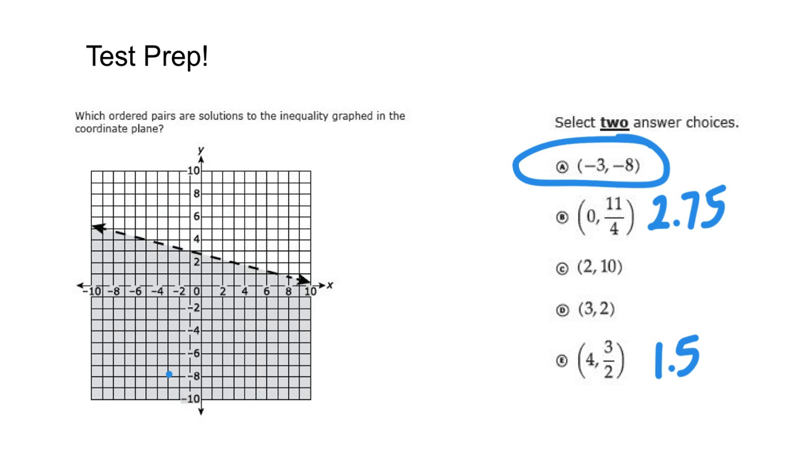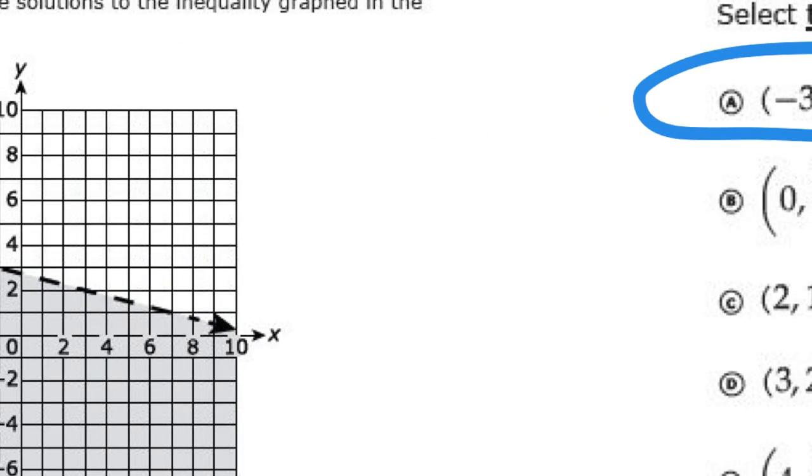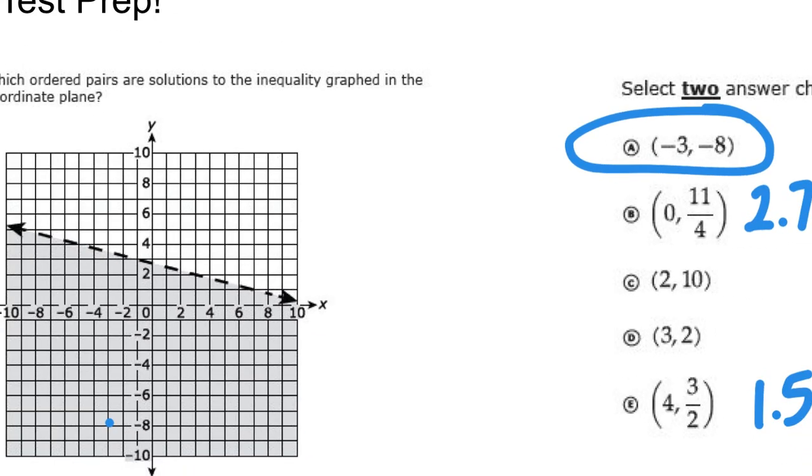So if I look at 0, 2.75, I'm going to look right here at my graph, maybe. Okay, that's about the best it's going to let me do. And that point, 0, 2.75, is going to exist at 0 and then up to 2.75. So 2.75 would be like 2 3/4, right? So I'm going to go up to 2.5. 2 3/4 is going to be right there on the line.